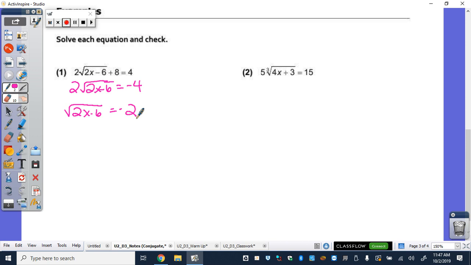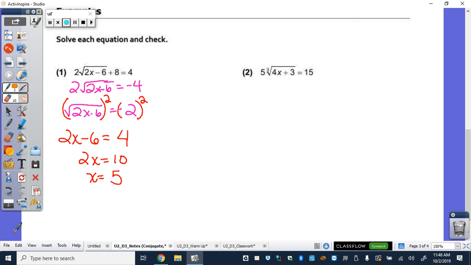It is a square root. So I'm going to square both sides of my equal sign. So again, on that left side, squaring and that square root sign, they just cancel each other out. So I'm just left with the 2x minus 6 now. Negative 2 squared gives us what? 4. And now we got a nice easy linear equation to solve. I'll add our 6 first. Divide by 2, so we get x equals what? 5.